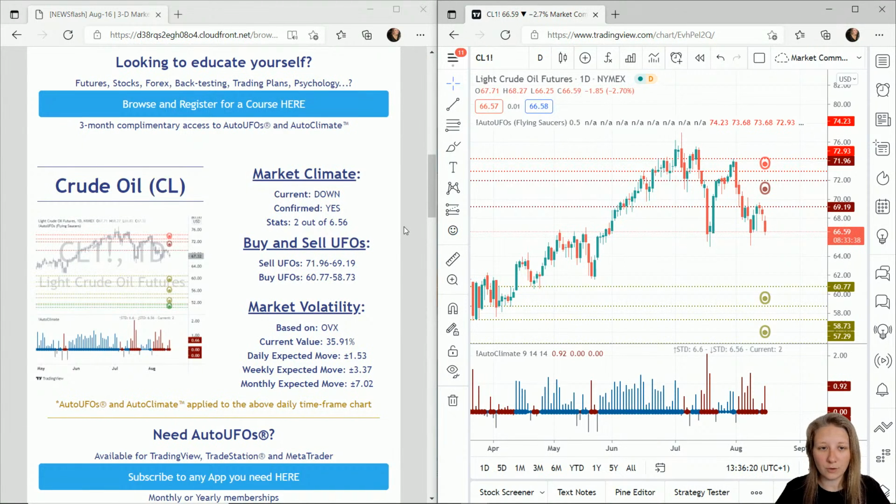So with crude oil, we have a confirmed downwards climate. We have a thick red dot there that tells us probability is downwards. We can see that usually this market would go down for 7 candles, just rounding that up, and we're on candle number 2.